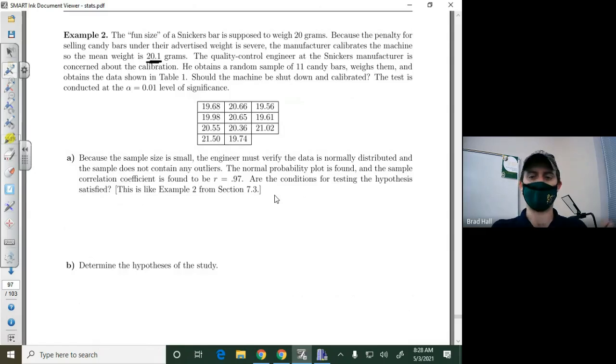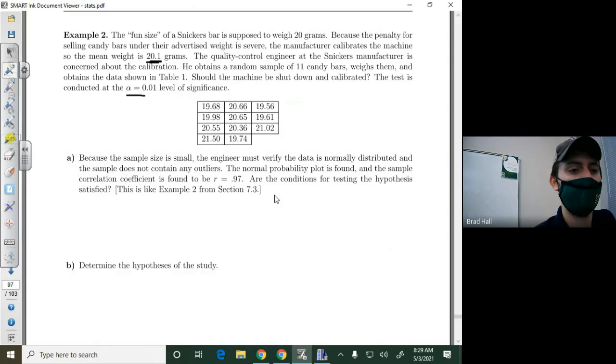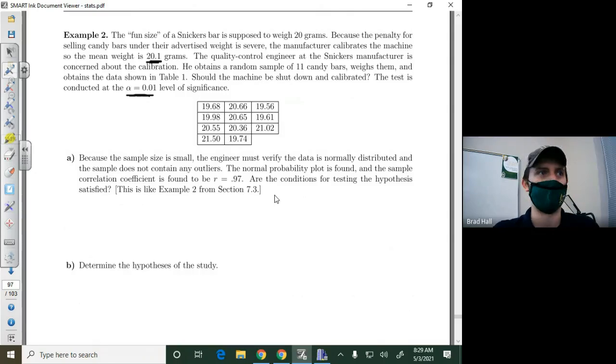So he randomly selects 11 candy bars, weighs them, and then we have a table of values. Instead of them giving us all the values, like the US presidents, we have a data set here. And then we're going to use hypothesis testing to determine, should this machine be shut down? Is it not calibrated correctly? Because this is a business, they really want the level of significance to be very small, or in other words, the chance of a type 1 error occurring to be less than 1%.